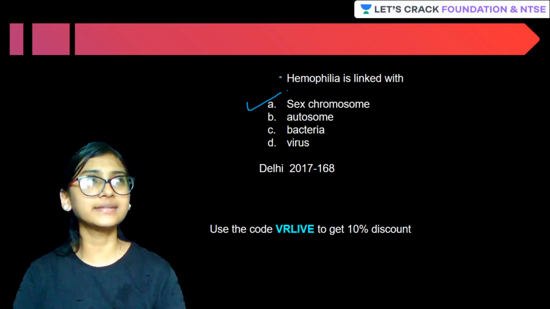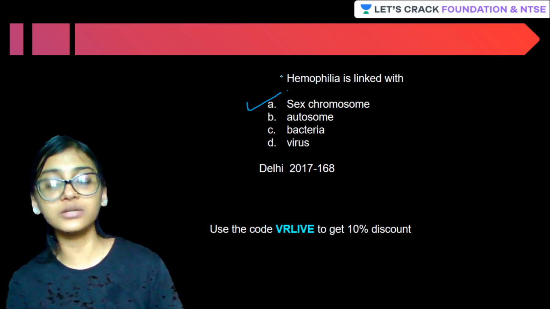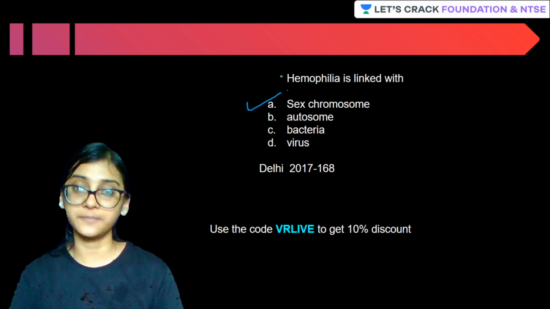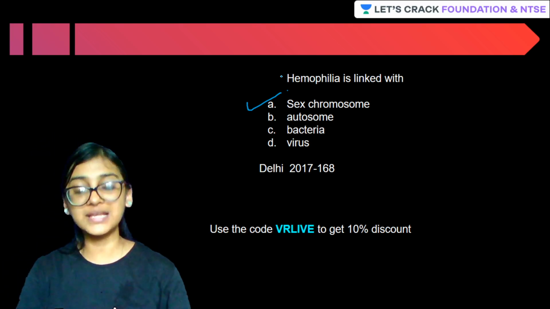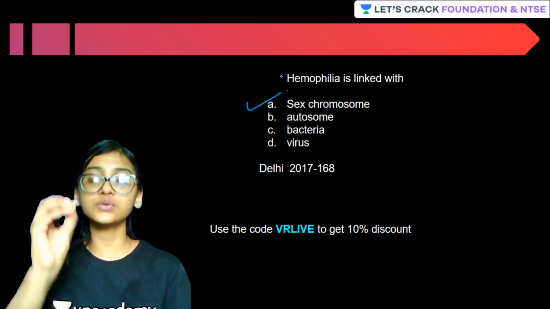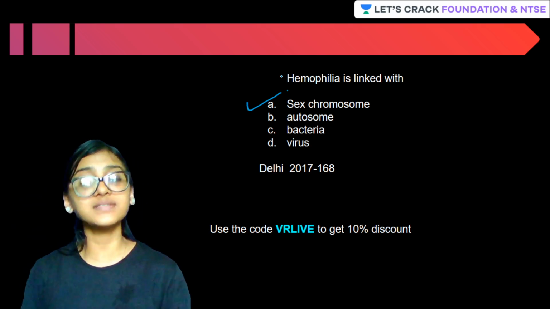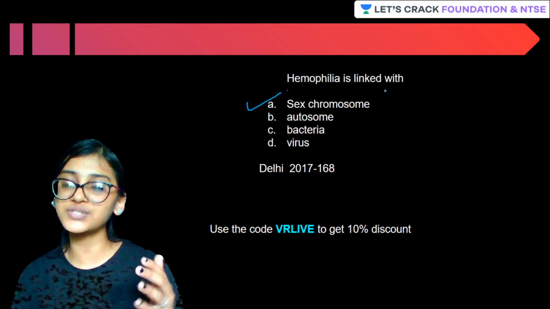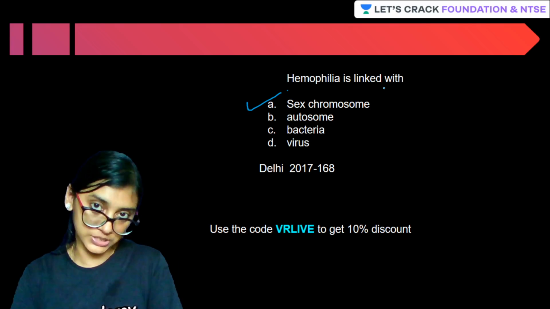When I said it is a royal disease, Queen Victoria was a carrier of the hemophilic gene, but she was not affected, because this particular hemophilia is caused by a recessive allele or gene that is present in the sex chromosome. So when a female has to get the disease, both of her X chromosomes should have the hemophilic gene.